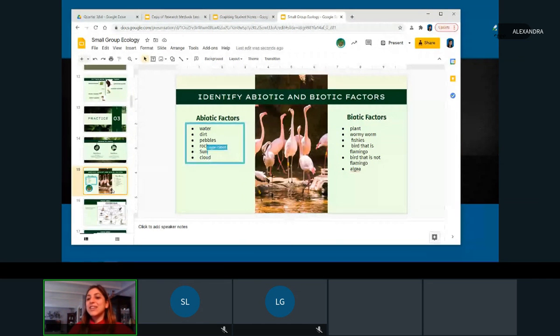Cloud. Yes. Good. Air. Good, exactly. Oxygen, right? Things in the air. That's great. Good job, you guys.